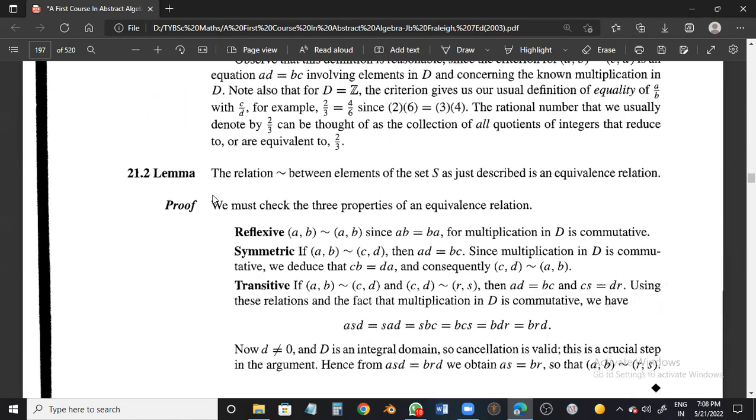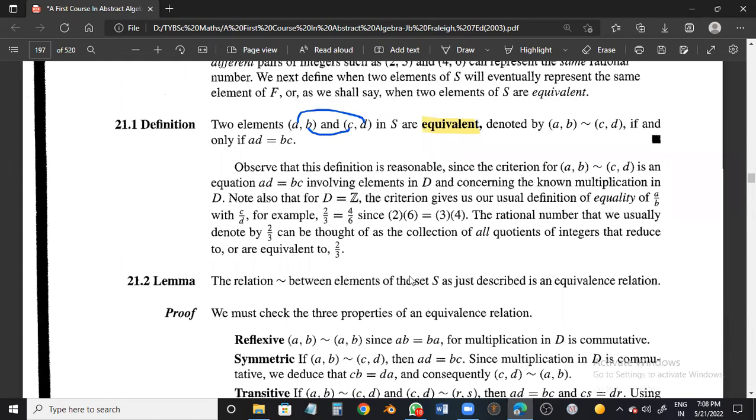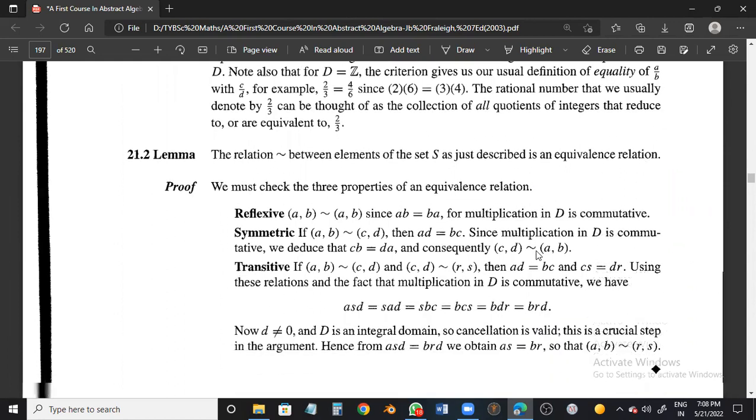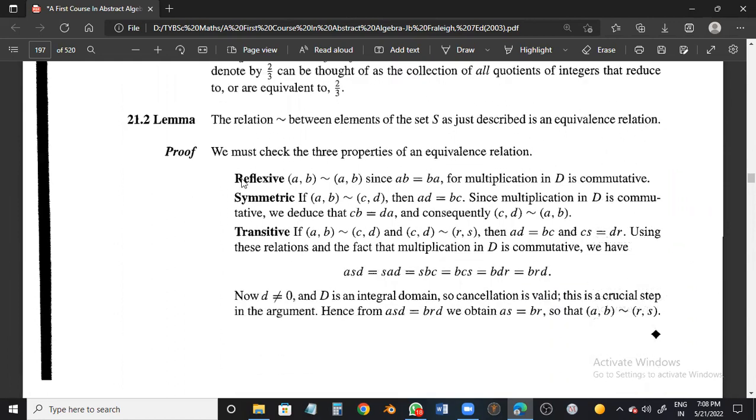Now, we want to show that this relation tilde is an equivalence relation. How would you check that the relation is an equivalence relation? So you have to go for reflexivity, symmetry, and transitivity. If you talk about AB, then very directly you can check A multiplied to B and B multiplied to A, you get the same answer. AB is equal to BA. So multiplication is commutative in an integral domain, and that is why AB is equal to BA.